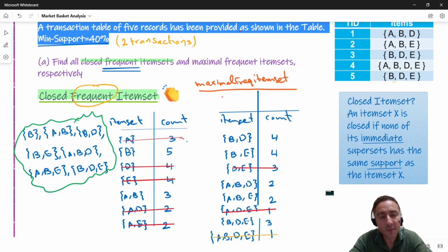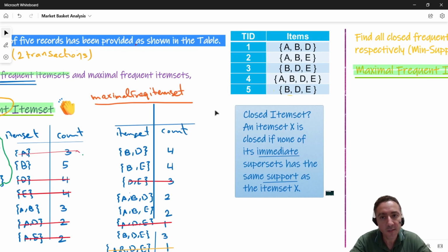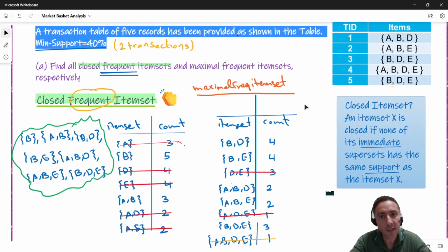Now, the maximal frequent item set, again, should be frequent. All of these are frequent, right? Because we found the closed frequent item sets. So we don't worry about this condition. They are frequent. We are done with this. Now, the only matter is whether none of its immediate supersets is frequent. Let's check. Again, the focus is only on the closed frequent item sets.